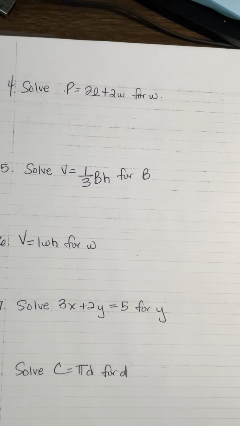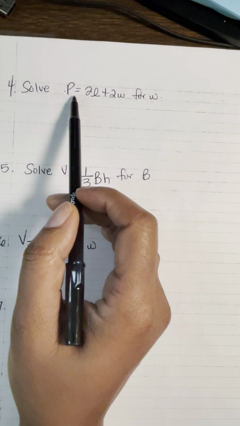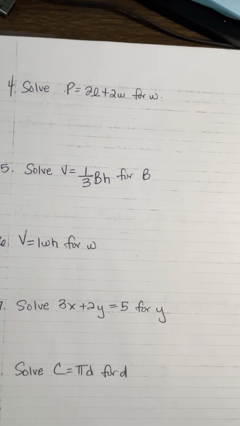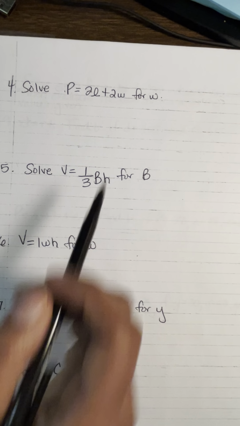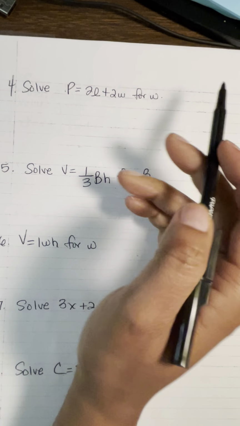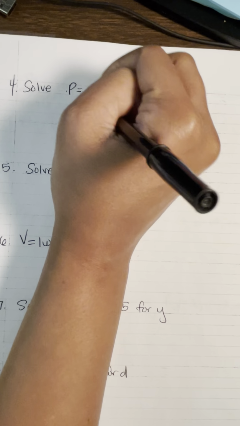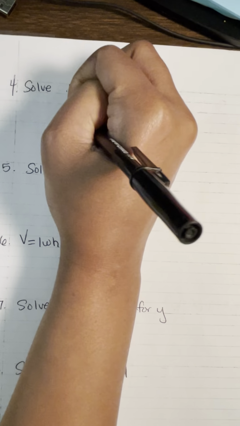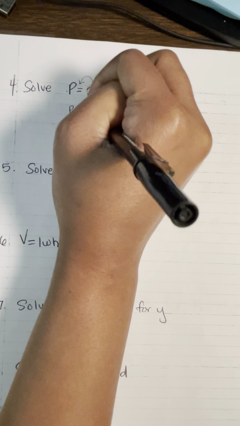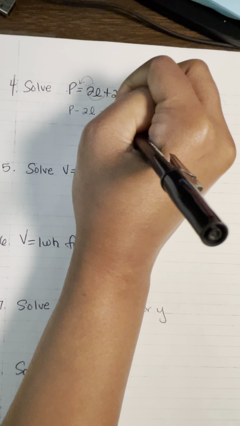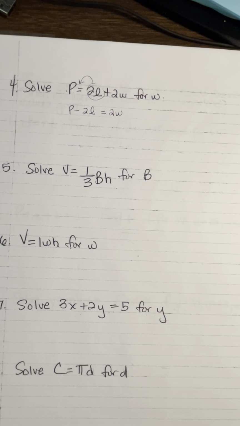Number 4, solve P equals 2L plus 2W for W. And we know P stands for perimeter. So we're just taking all of the formulas and breaking it down a little bit more. Okay, twice the length plus twice the width. So we're solving for W. First, let's move 2L out of the way by doing the inverse. So P minus 2L equals 2W, okay?